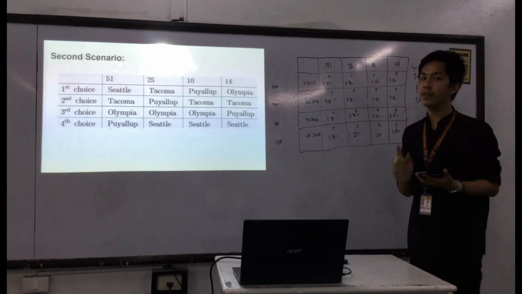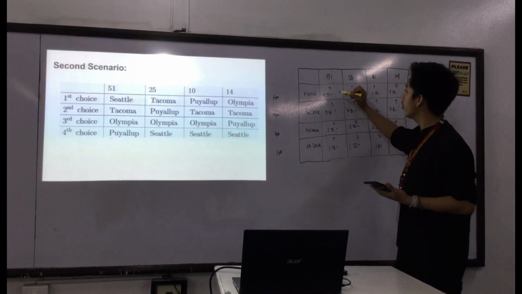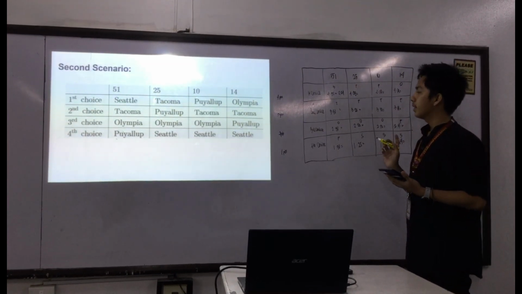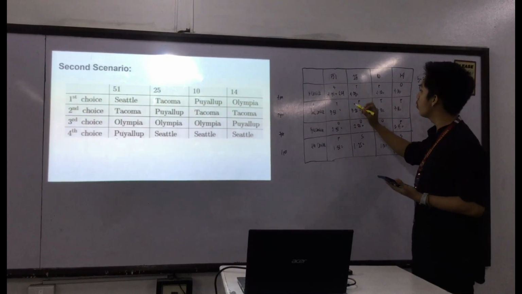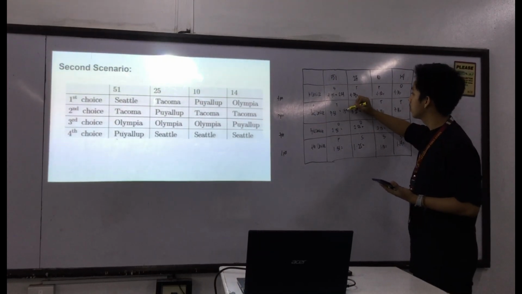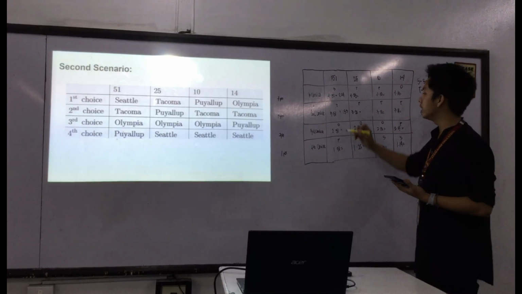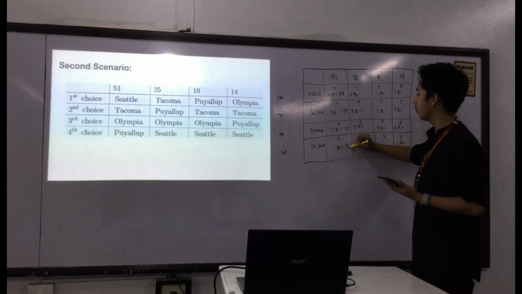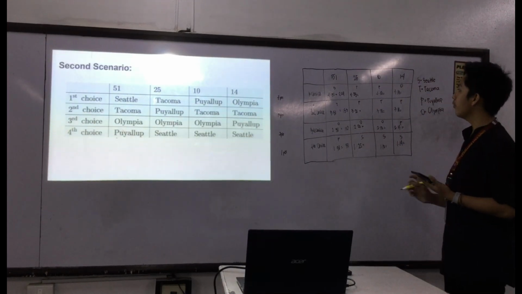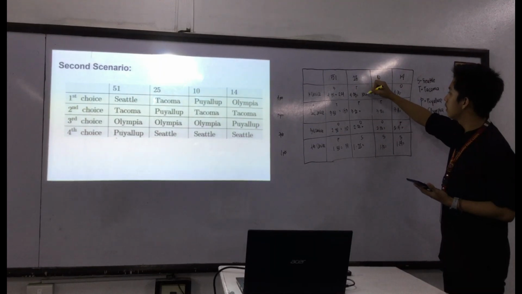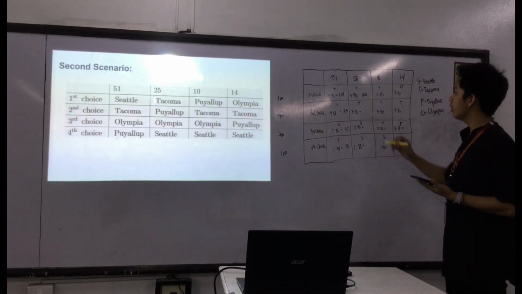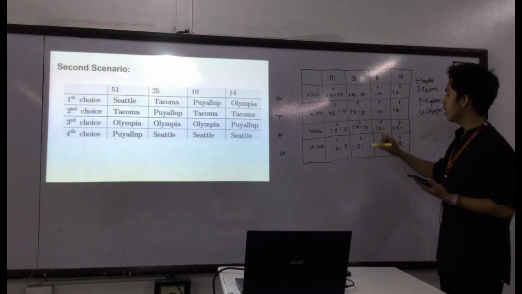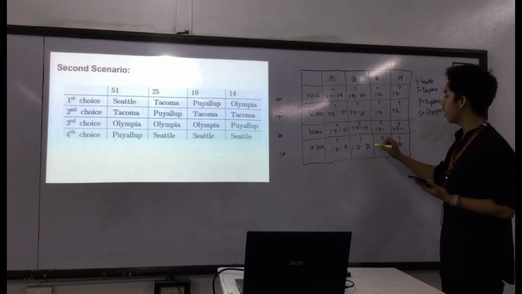4 times 51 is equal to 204. 3 times 51 is equal to 153. 2 times 51 is equal to 102. Then 1 times 51 is equal to 51. 4 times 25 is equal to 100. 3 times 25 is equal to 75. 2 times 25 is equal to 50. Then 1 times 25 is equal to 25.